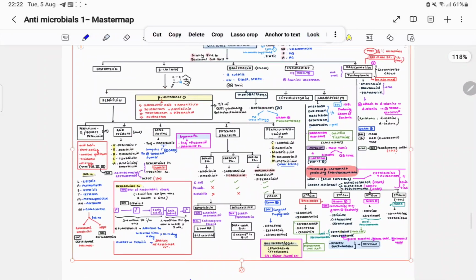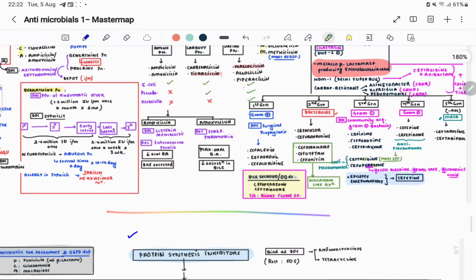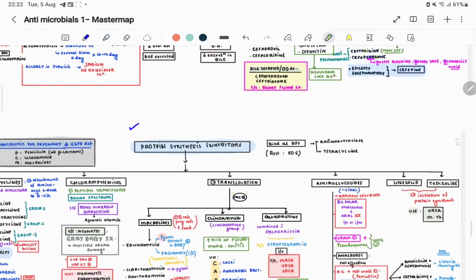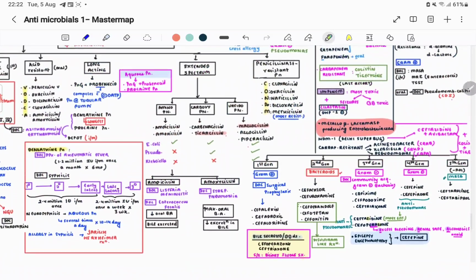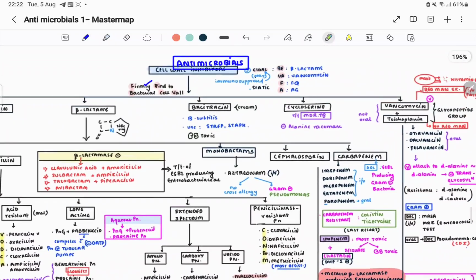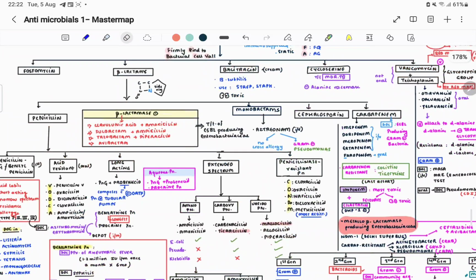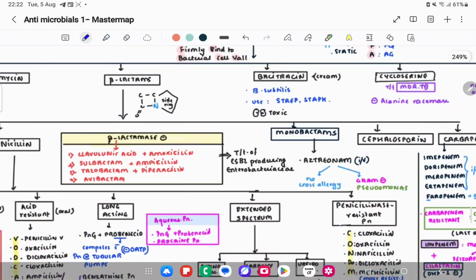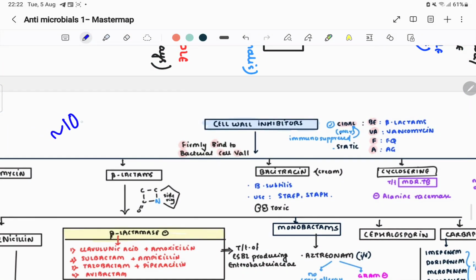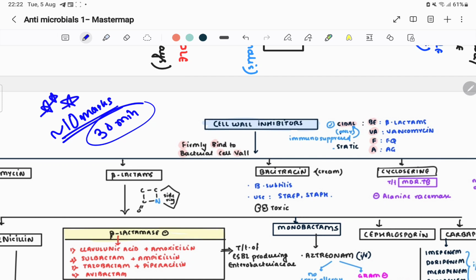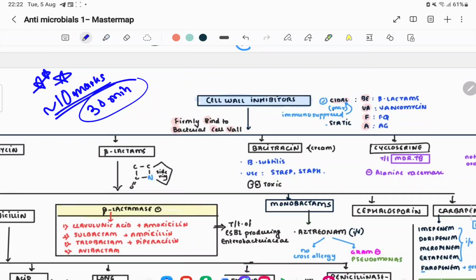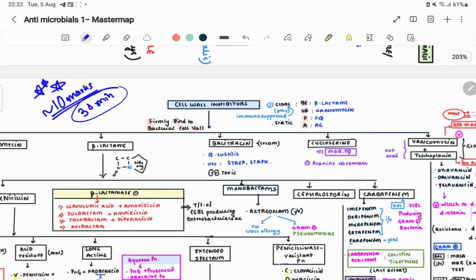With this, we come to the end of today's lecture. I am not doing well, so we'll continue from protein synthesis inhibitors in the next lecture. This lecture is all about cell wall inhibitors, which I am sure you must be understanding. In your MBBS exam, about 10 marks is coming from this 30-minute lecture. You can take it from me in writing: 10 marks is sure from this 30 minutes. So just revise this lecture again and again.